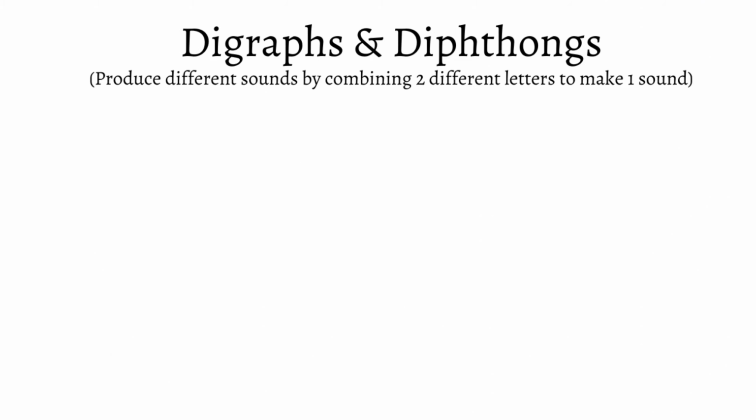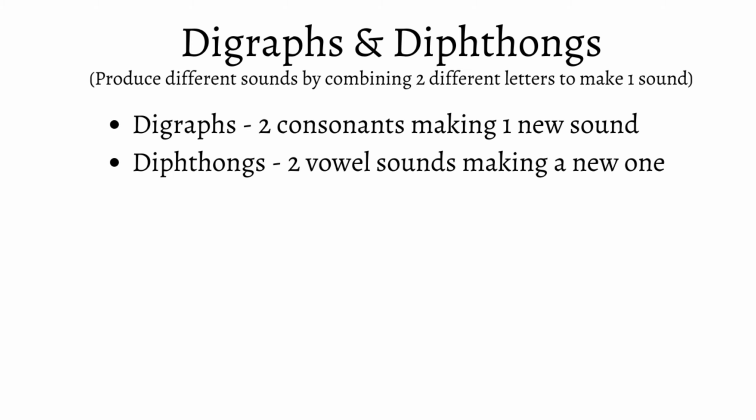English has many digraphs and diphthongs, which make the language produce different sounds by combining two different letters to make one sound. Digraphs consist of two consonants making one new sound, but diphthongs are two vowel sounds that combine to make a new one.